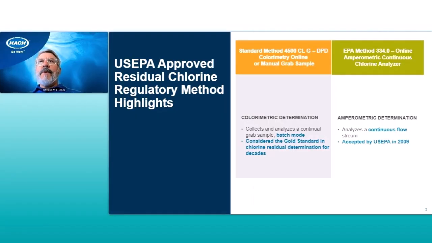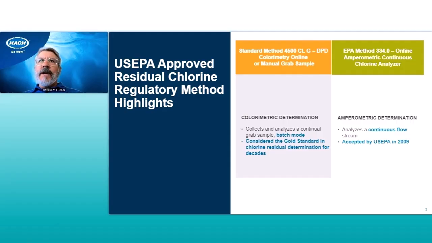The first thing we probably ought to talk about are the methods, because there are two main methods for reporting chlorine numbers. Some people out there don't need to report their numbers, but if you do, you need to use one of two methods. There's either the standard methods, 4500 CLG, so that's the DPD colorimetric online method, which is actually the same as the grab sample method.